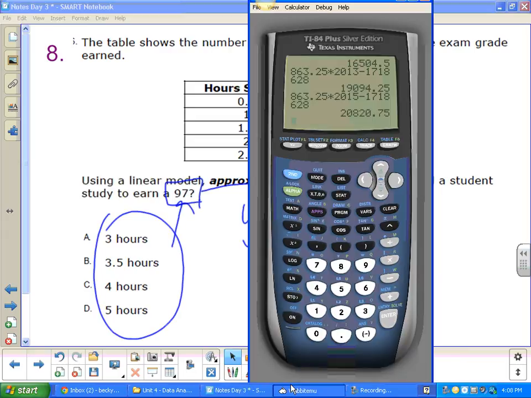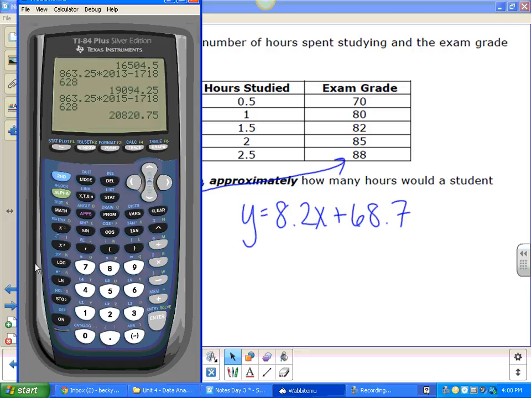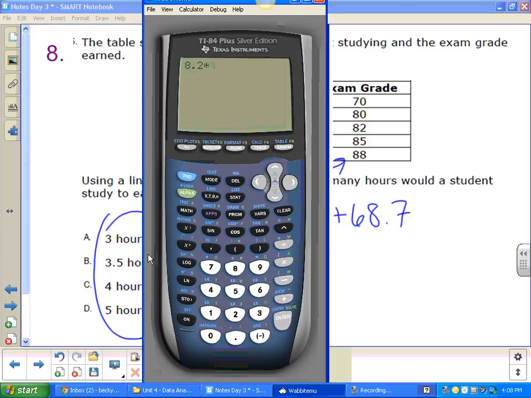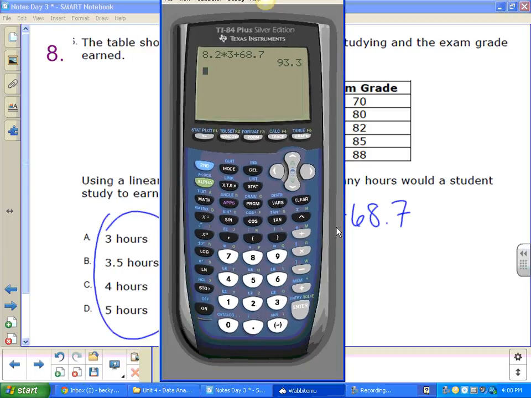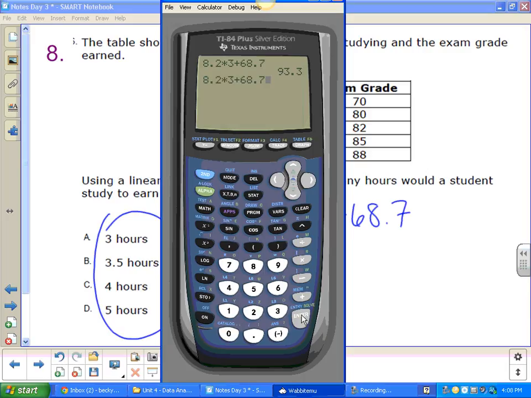So what I want to do is plug these in and find the one that will get me a 97. So I'm going to take my calculator, clear this out. I'm going to go 8.2 times, let's see, 3 hours is our first one, plus 68.7. And that gives me 93.3. So we haven't hit our 97 yet. So now I'm going to go second entry. And let's plug in a 3.5.